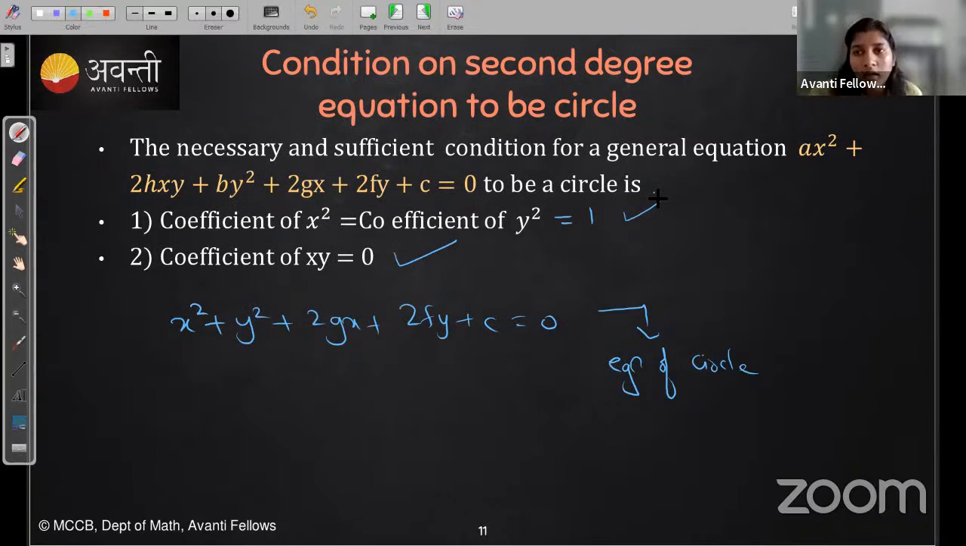Is it clear to you all? When can we say a given second degree equation is a circle? Tell me quickly. In case it is not equal to 1, if it is ax square plus ay square, in that case you can divide the whole equation by a and make it 1, okay? That we can do. But we have to make the coefficient of x square and y square as 1.